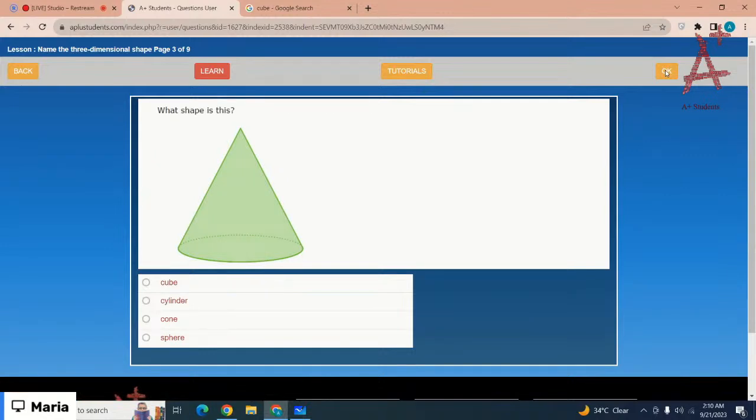What shape is this? Cube, cylinder, cone, sphere. Which is the correct option? What type of shape is this? This is a cone, right? The correct option is cone.